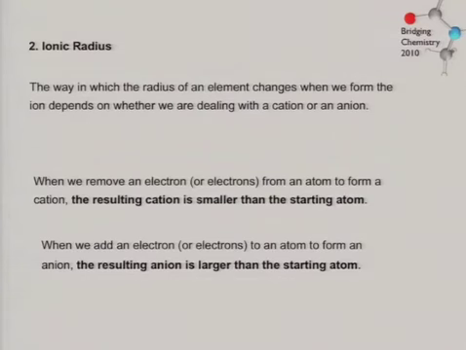So when you remove an electron from the atom you form the cation, the positive ion, and the resulting ion is smaller than the starting atom, which would make sense, right? Because you're removing an electron. And then when you add an electron to get the negative anion, what you get is a larger ion than the starting atom, which again makes sense because you're adding to it.